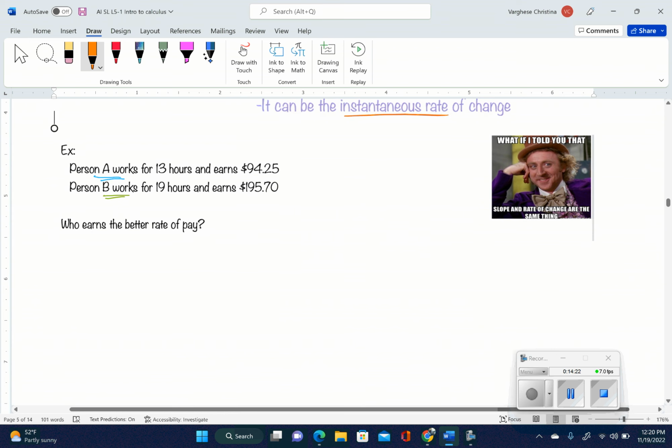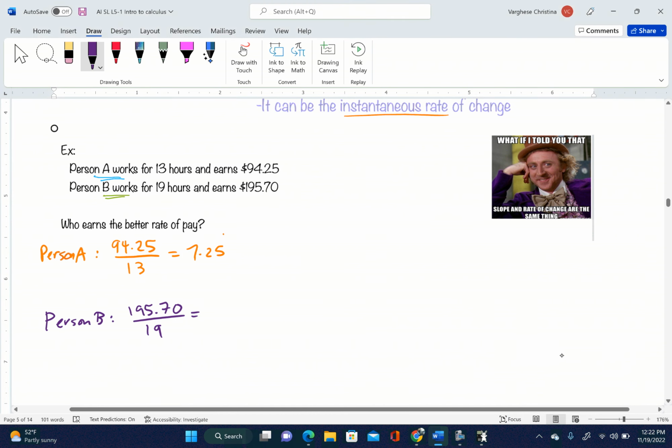You've done this ever since middle school, right? So yeah, person A works for 13 hours and earns 94.25. How much does this person get paid per hour? So to find out that, you could do 94.25 divided by how many hours they worked, right? And that's a simple thing to put into the calculator.